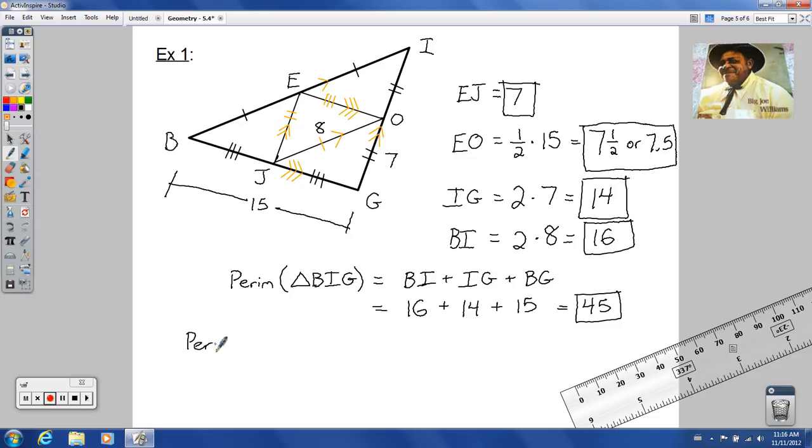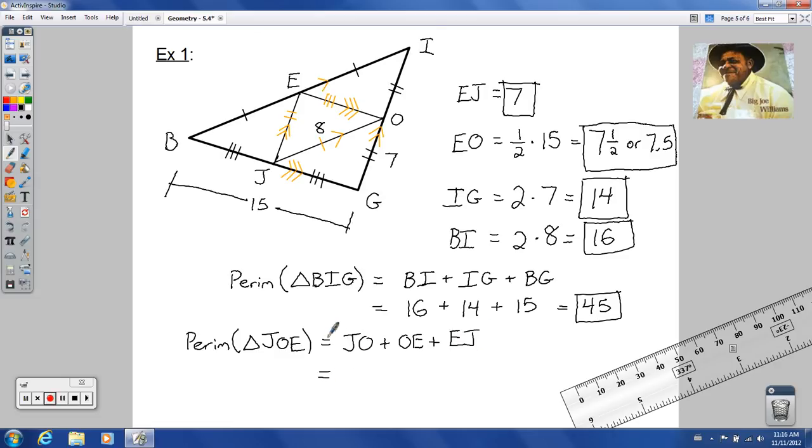And let's do one more thing, this one, the perimeter of triangle JOE. That would be in a similar manner as before, JO plus OE plus EJ. And we have those three things added together.